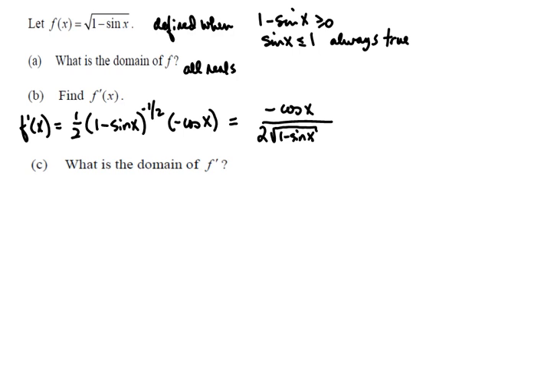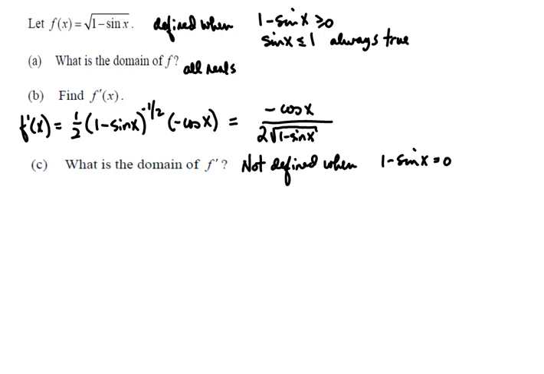Well, f prime of x will have the same domain because this derivative will be defined wherever its denominator is not 0, since cosine in the numerator is defined for all real numbers. So actually we have to take the denominator, especially the radicand, and solve it for 0.